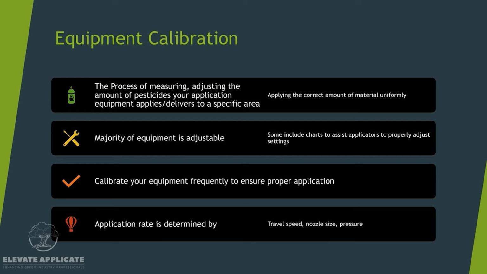But you want to be aware, right? Your nozzles wear out, things change. Your pumps might slow down and the rate slows down. If you're using boom sprayers, nozzles can slow down or get clogged up. You want to pay attention to your equipment. And then the application rate is determined by travel speed, nozzle size, and pressure. All of those will dictate the application rate.